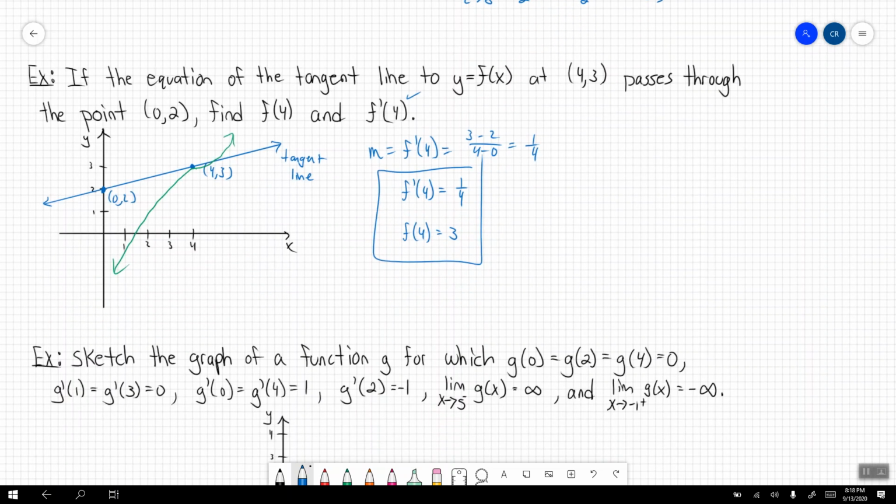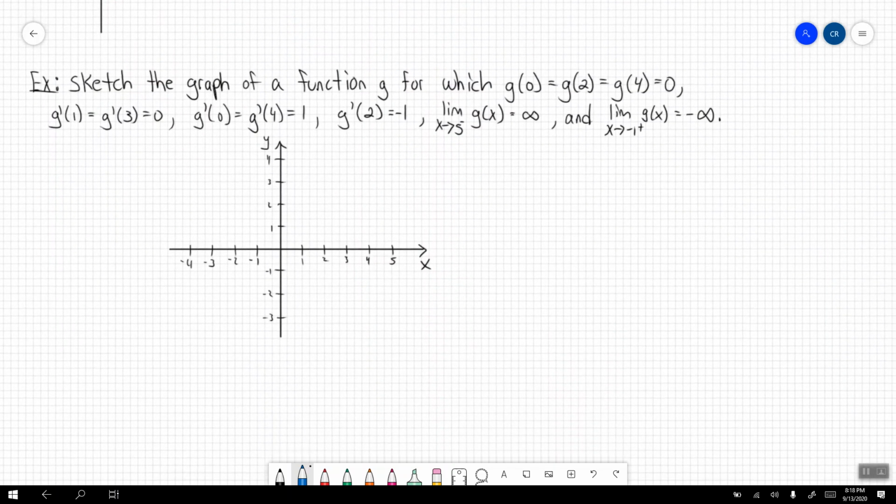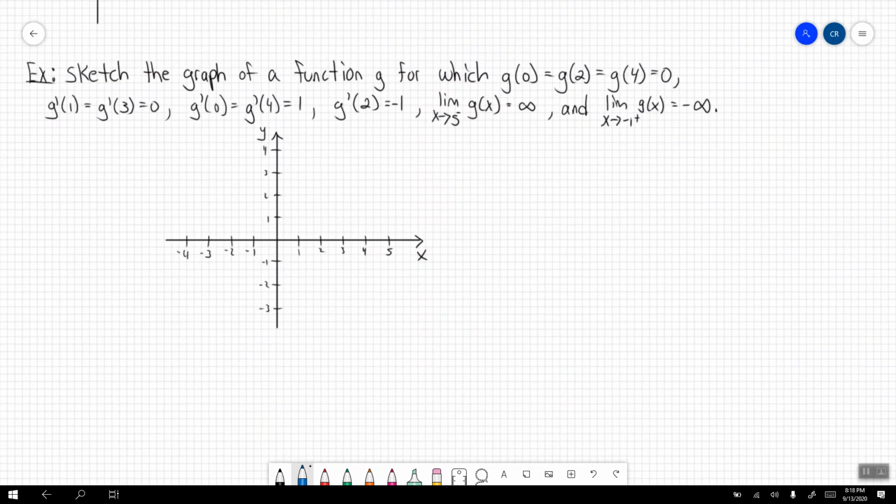So, very last question. Here's your very last question. This says to sketch the graph of a function g for which g(0) = g(2) = g(4) = 0. g'(1) = g'(3) = 0. g'(0) = g'(4) = 1. g'(2) = -1.